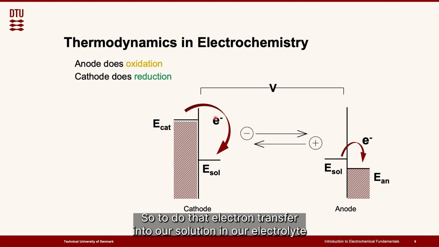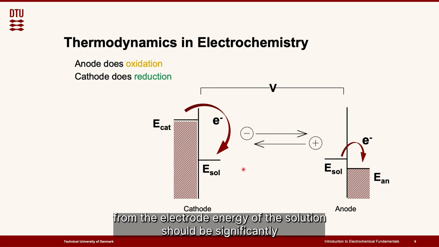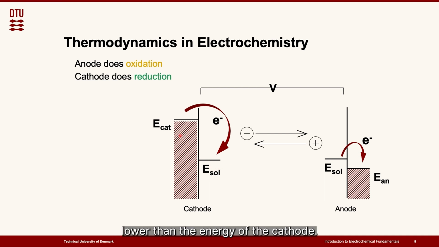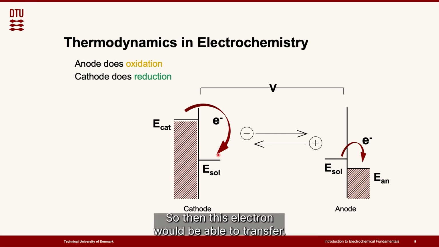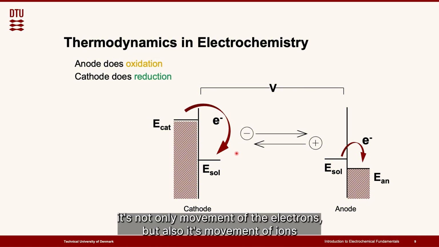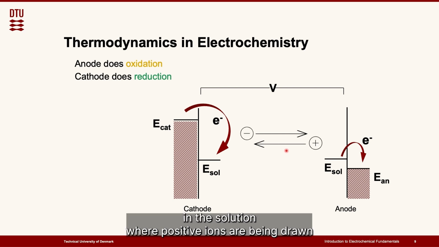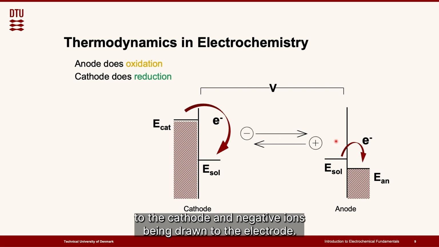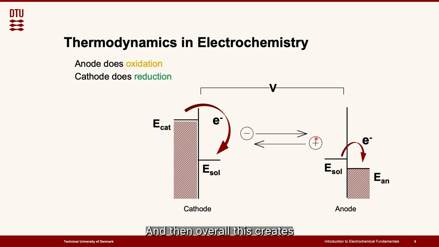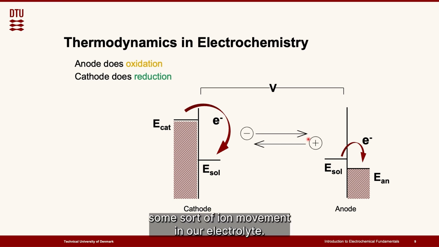So to do the electron transfer into our solution, into our electrolyte, from the electrode, the energy of the solution should be significantly lower than the energy of the cathode, so then this electron would be able to transfer. And also what we need to consider is not only movement of the electrons, but also movement of ions in the solution, where positive ions are being drawn to the cathode and negative ions being drawn to the electrode, and then overall this creates some sort of ion movement in our electrolyte.